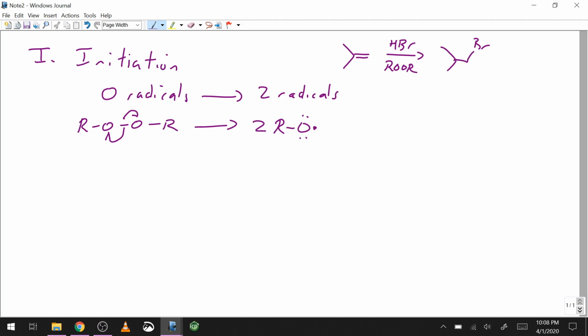Second step is typically the most complex for radical processes. It's called propagation. Propagation is where we tend to see a cycle. So something that's used up in one step will be regenerated in the next. There are going to be more than one propagation step in every radical process. A very small amount of it will involve this initiator. Our initiator is typically present in less than 5%. So there's a very small amount of it. It's just to get things started.